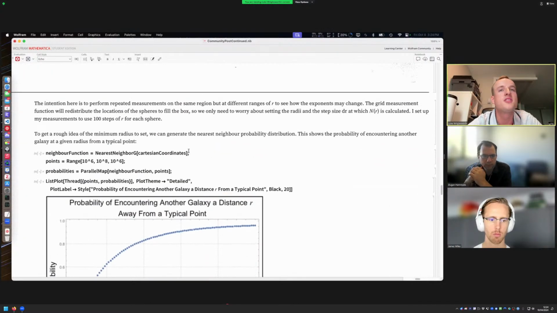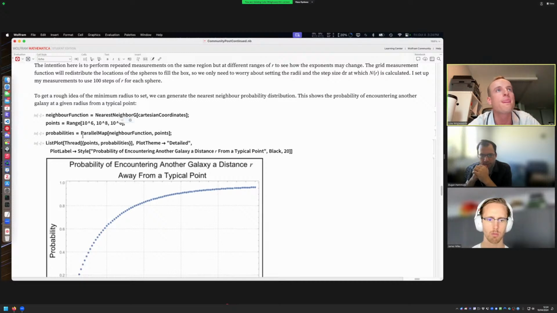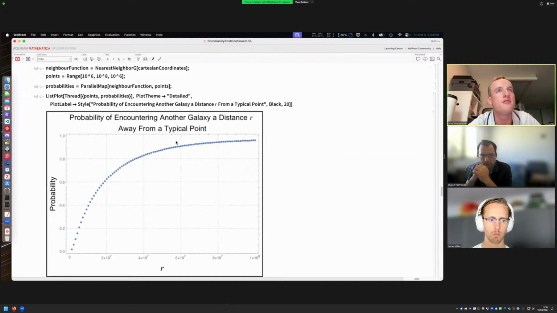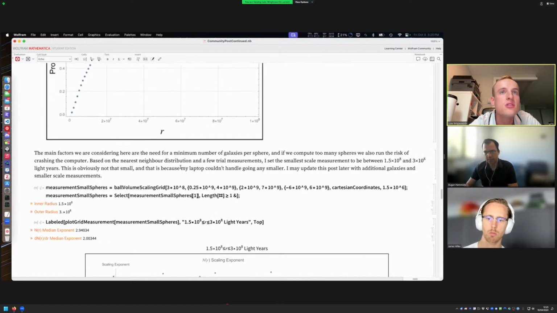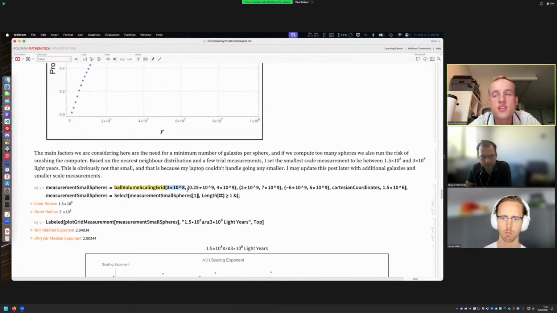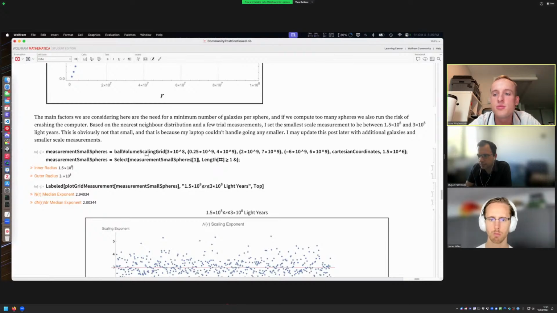Also I had to figure out what radius of spheres to start with, because if it's too small, there will be no galaxies in it, or there won't be enough to figure out the derivative or fit a line to n of r. So I made the nearest neighbor function, and this gives you the probability of encountering another galaxy a distance r away from a typical point in the data set. Based on that, I set the minimum radius. It would be a little bit off this chart, but I set it to 3 times 10 to the 8 light years.